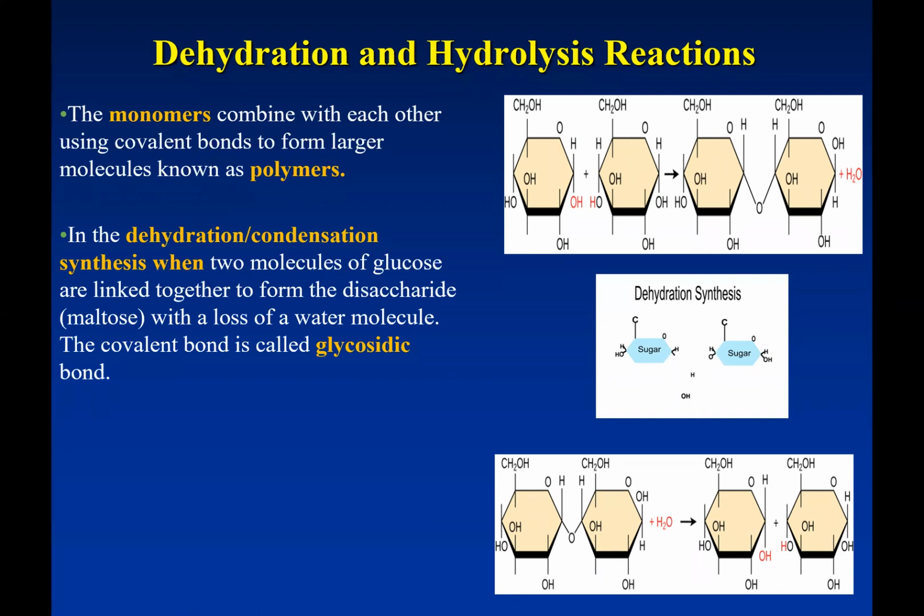So in a dehydration or condensation reaction, so here in this example, two molecules of glucose are coming together to form maltose with the loss of a water molecule. And the covalent bond that is formed is called glycosidic bond.